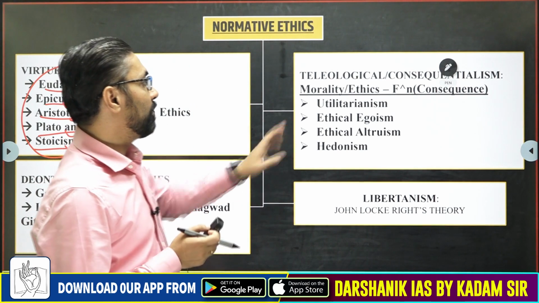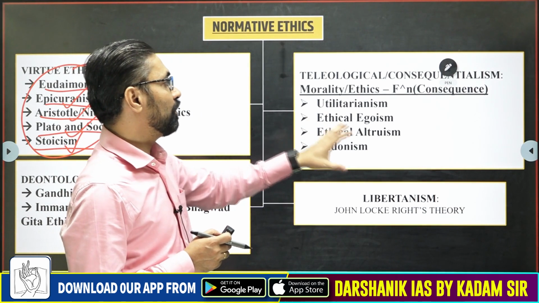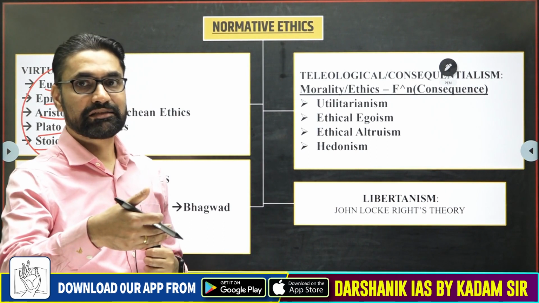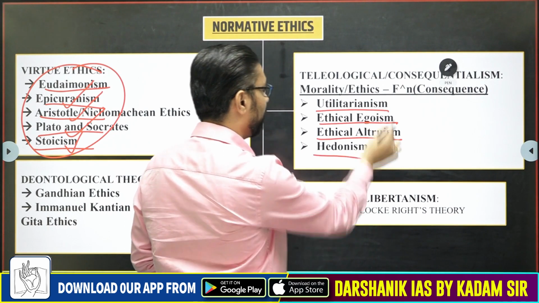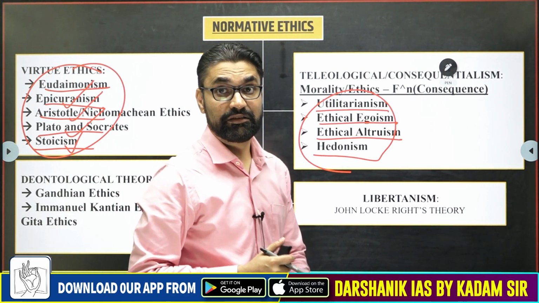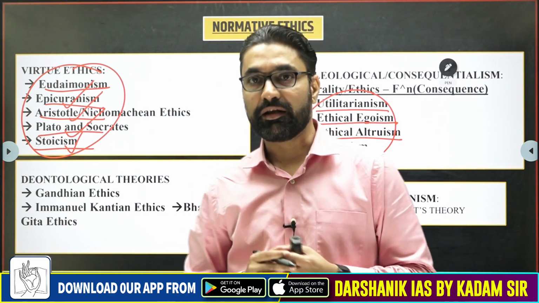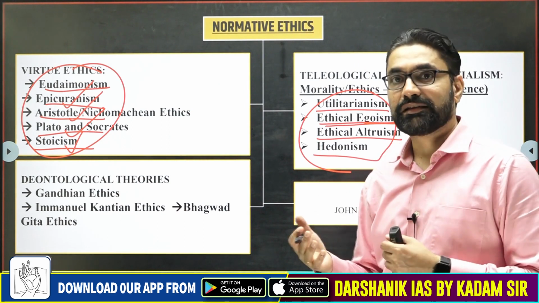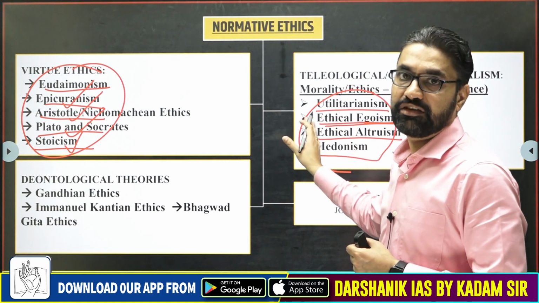Then there is a second branch of normative ethics, that is teleological or consequentialism. Now under this teleological or consequentialism ethics, guys, there are again four sub-theories, that is utilitarianism, ethical egoism, ethical altruism, and hedonism. And here under utilitarianism, we will be discussing Jeremy Bentham, John Stuart Mill. All these thinkers will be discussed under utilitarianism. Then under ethical egoism, we will discuss thinkers like Thomas Hobbes, etc. So different thinkers will also be covered under this heading of teleological ethics or consequentialism.